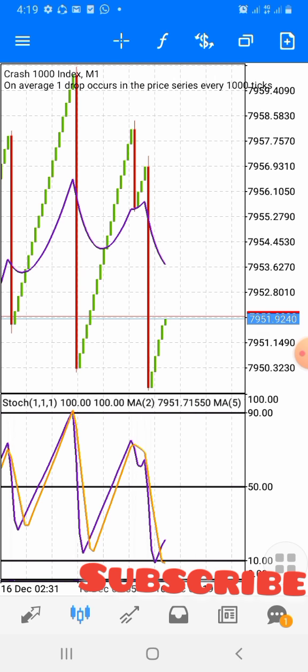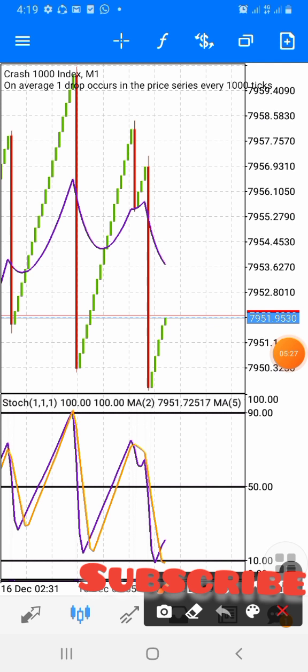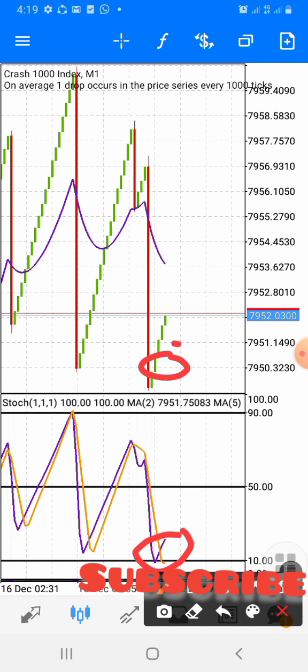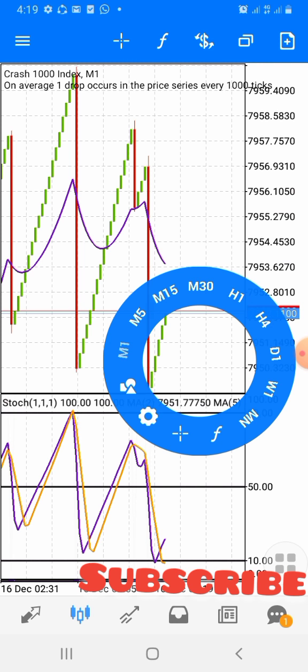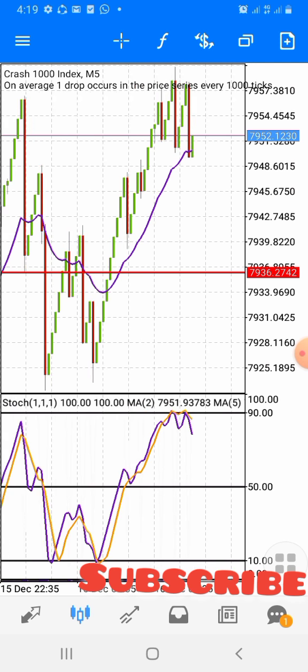See, also here we have an entry point already. We already gone about a pip or two in this entry point, which is here. So we should have entered the market somewhere here in this market, or somewhere here. All right, so this is also an entry position. Okay, so if you take such a trade, remember this market is trying to go down.